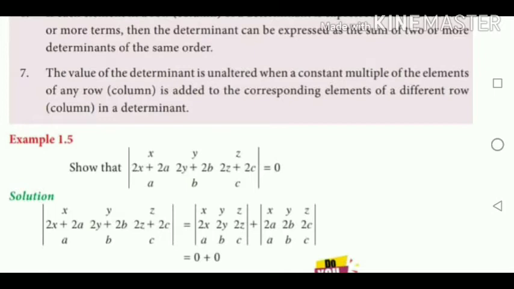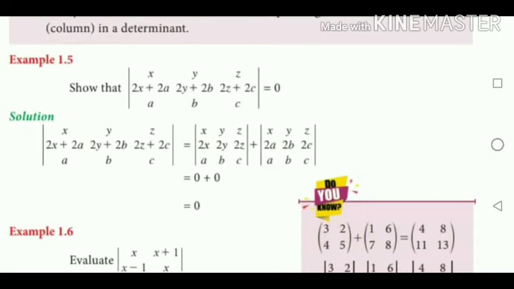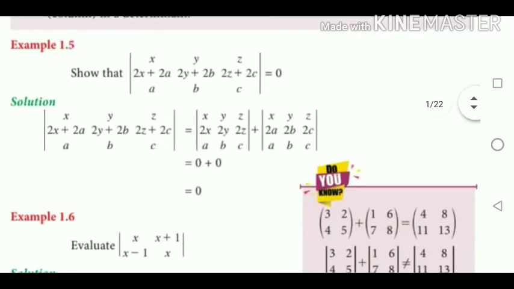Then if the same number is added in a different row, the determinant is unaltered, that is, it is not changed. Okay, so now we will see one example, example 1.5. Some properties are used in this example as well as in the exercise. So first, example 1.5: show that the determinant with rows x, y, z; 2x plus 2a, 2y plus 2b, 2z plus 2c; a, b, c equals 0.